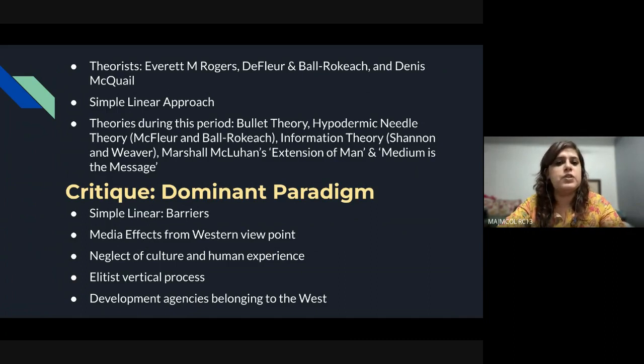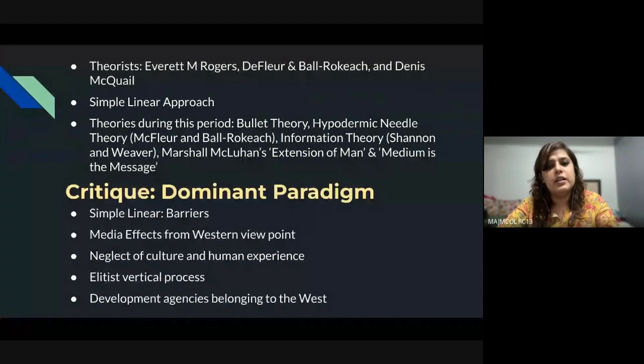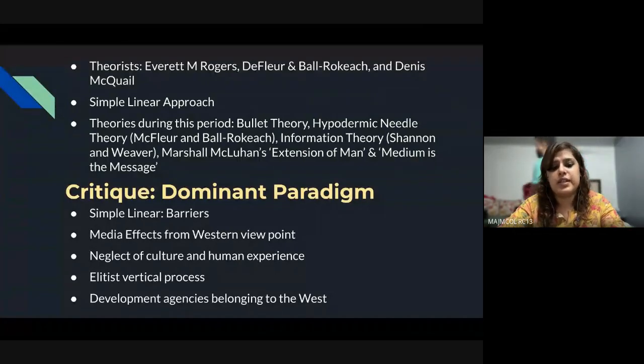Therefore, it was also criticized quite a lot in the global South because of the top-down approach. The difference between Western countries, them being dominant, them being superior, came about to be quite large, and the effects of that media were also from a Western viewpoint. Moreover, the culture and human experiences of the global South, the underdeveloped and developing countries, were being neglected to a large extent.